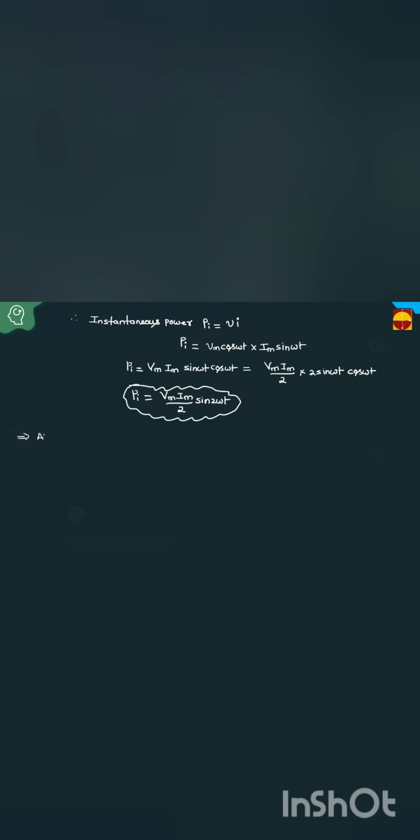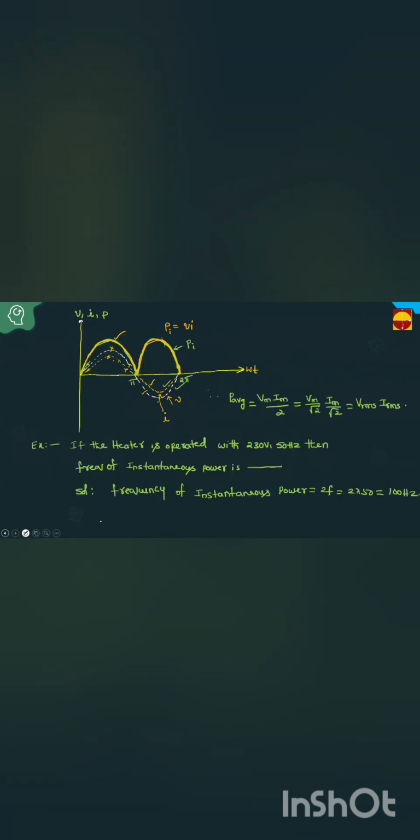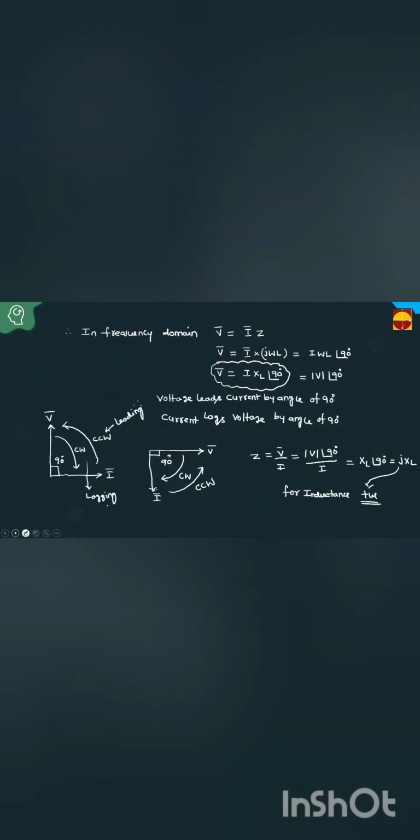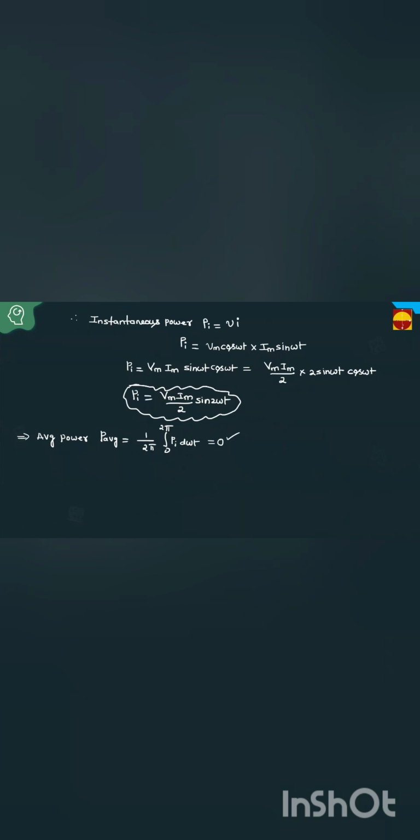Can you calculate the average power? P average is equal to 1 by 2 pi times the integral from 0 to 2 pi of p d omega t. You substitute the instantaneous power and find the average value, and we get 0. Very good. But in a purely resistive load, the average power is not 0 because there is a constant term. The average of this part is 0 because the average of cos is 0. But here there is no constant term, so the total average power equals 0. In the case of a pure inductor, average power is 0.